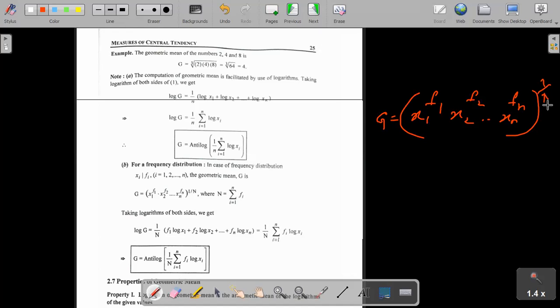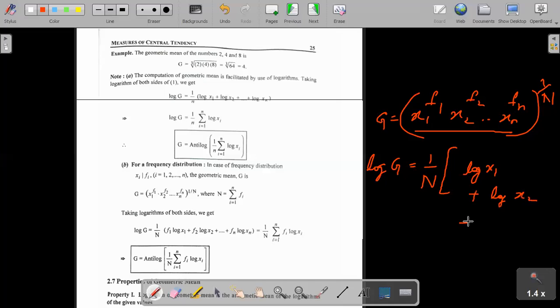Obviously when the nth root comes, it is always advisable that you take log on both sides. So what will be log G? Power comes down, so this will be 1 by n. Again we know what log of a into b is. Inside, everything is being multiplied, so what is log of a into b? It is log of a plus log of b, plus log of c, and so on.